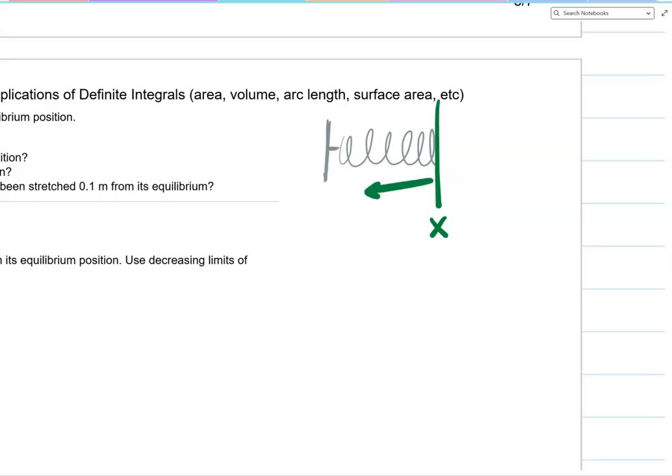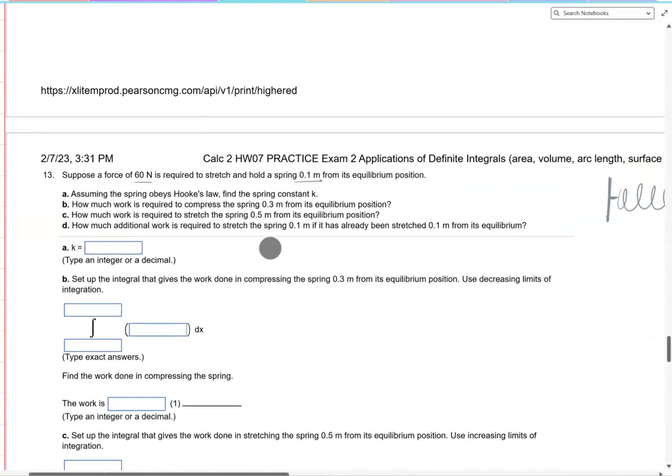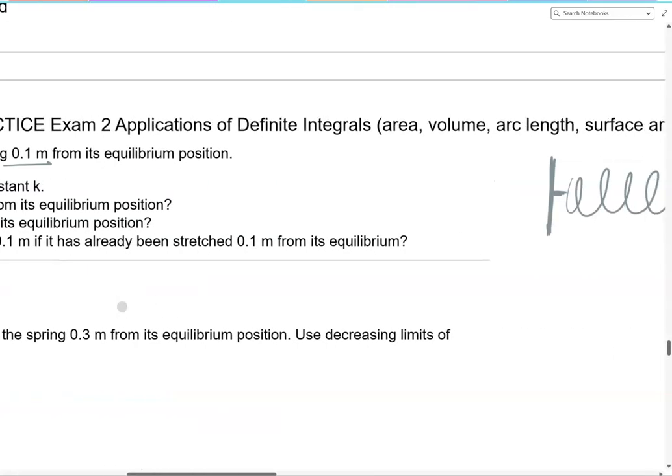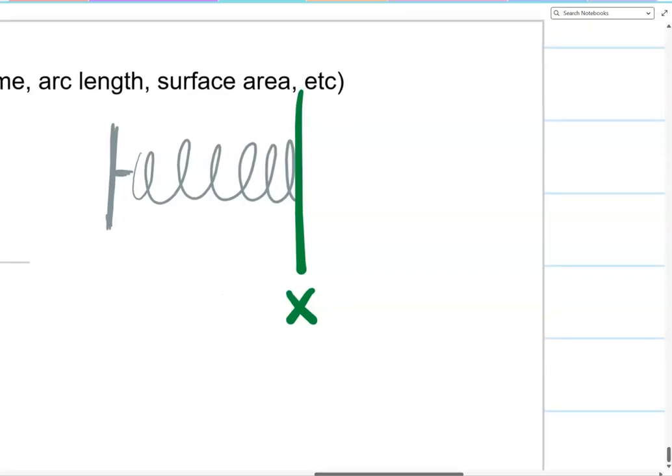Now I could push in on that spring or I could pull out on that spring, and it always wants to return back to its equilibrium or rest position. If the spring obeys Hooke's law, as it's described here in part A, then we can find what's called the spring constant. Springs that obey Hooke's law have a constant value in a unit called a newton per meter. That's necessary because Hooke's law states that the force necessary to maintain a spring with a particular constant at a particular distance from its equilibrium is force equals K times x.